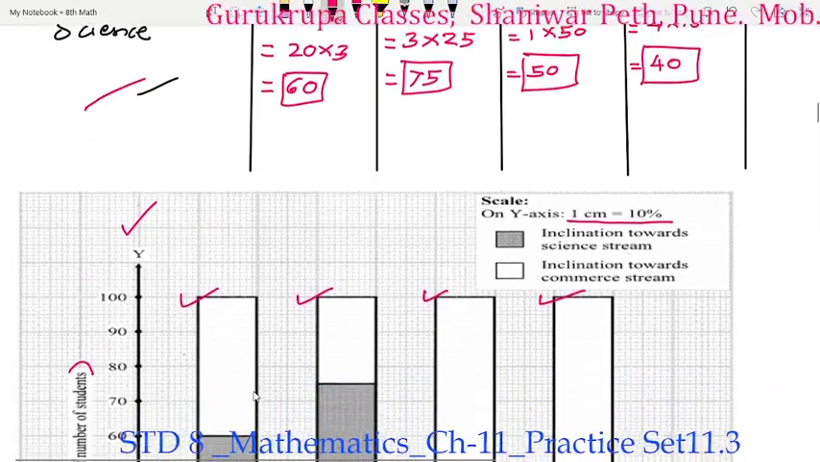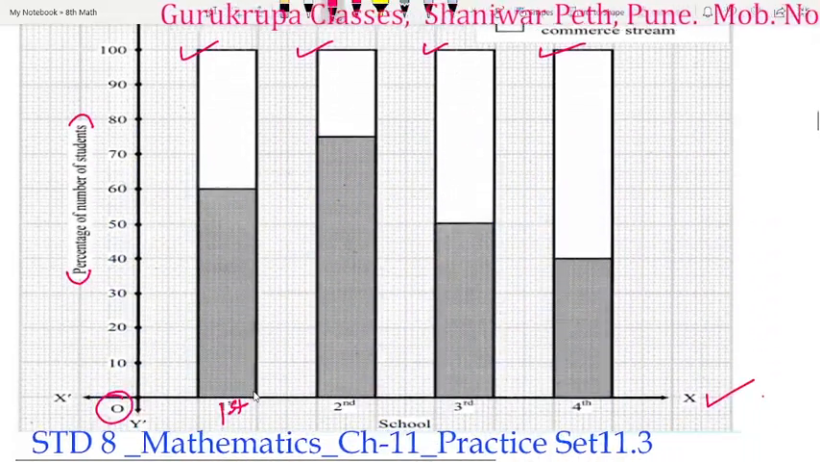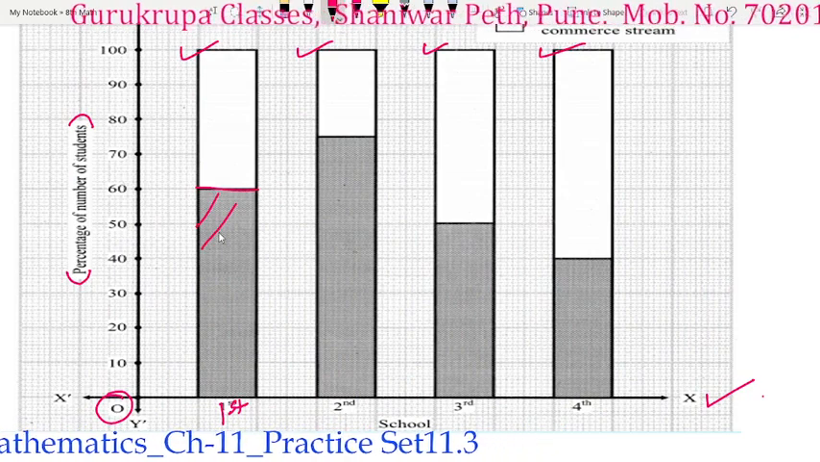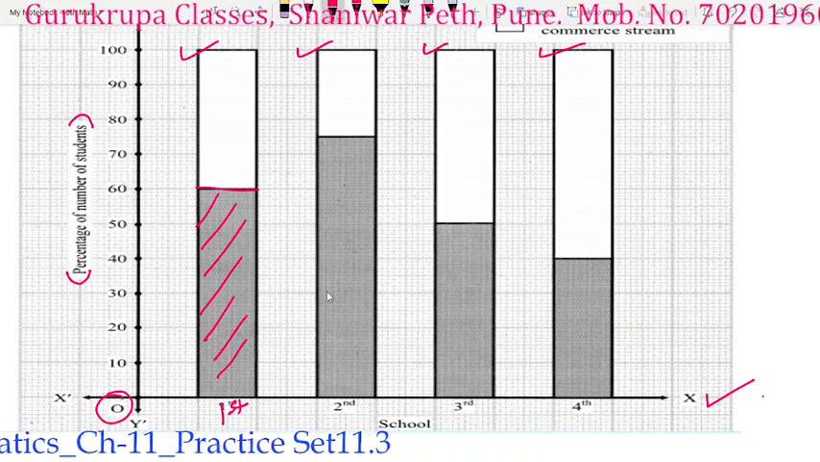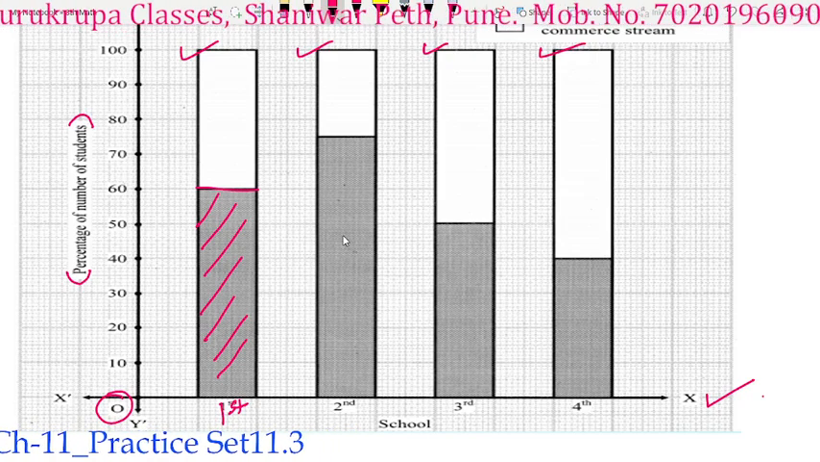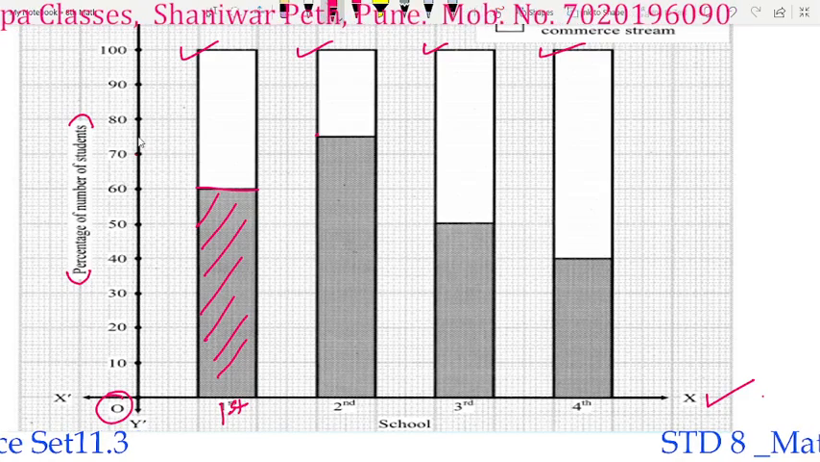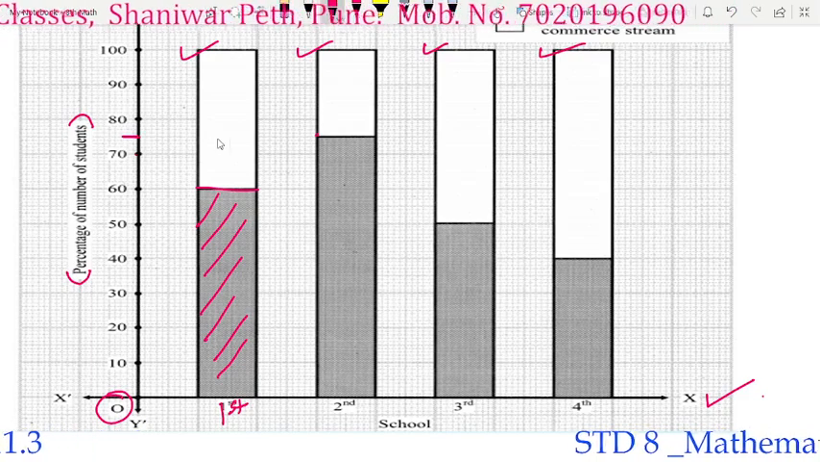In first school, 60% students want to join the science. So mark that 60% and color those parts. Color or just make design. 75% students of the second school. Now 80 and 70. Middle part is 75.